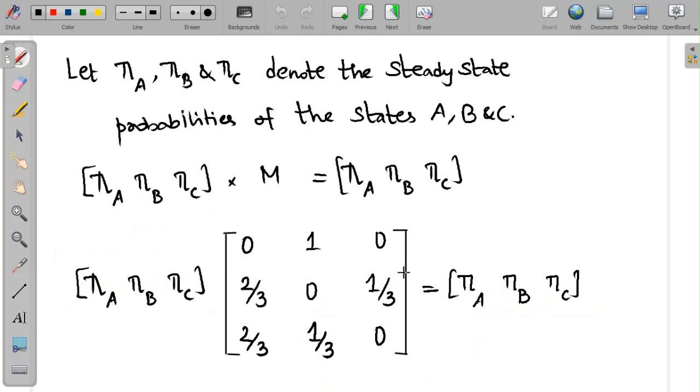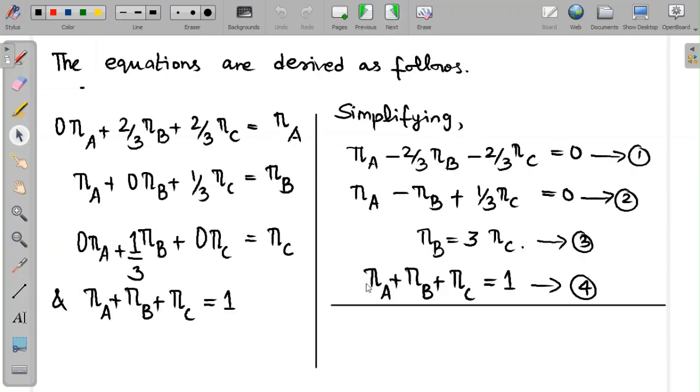So let's denote phi A, phi B, and phi C for the probabilities in the steady state for the three cities A, B, and C. And by applying the concept of steady state transition, we know that the probability will remain unchanged even after one time step. So what was phi A, phi B, and phi C will remain at phi A, phi B, and phi C even after multiplying with the TPM. This gives us a system of three equations this time. Unlike the last time where we had only two equations, we get three equations by multiplying the matrix.